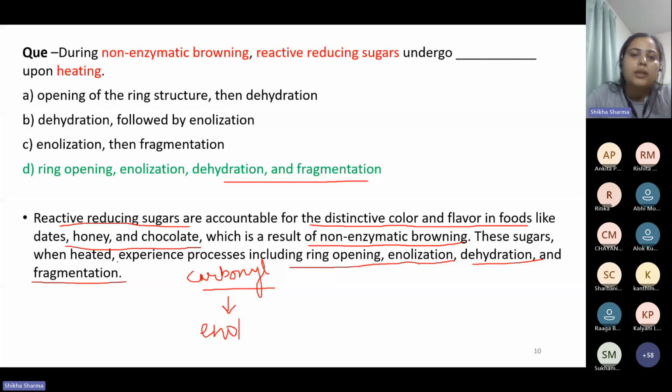So when we heat sugar, it can go through any of these processes: ring opening, enolization, dehydration, or fragmentation. Because of that, there may be generation of distinct colors; caramelization is one example. In dates, honey, and chocolate, we can see the generation of a unique color or flavor, which adds to the uniqueness of that product. It is because of the non-enzymatic browning reactions. So option D is correct here.